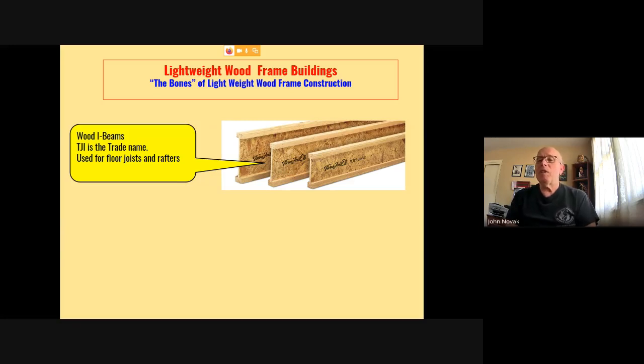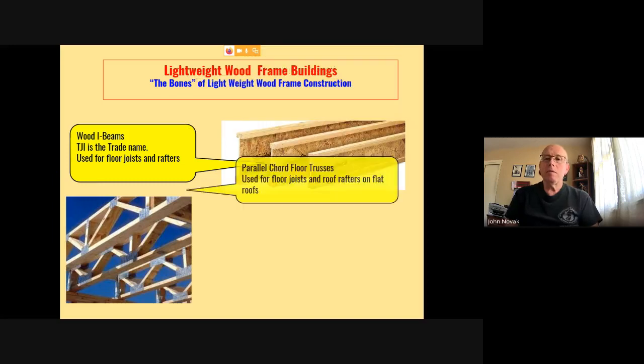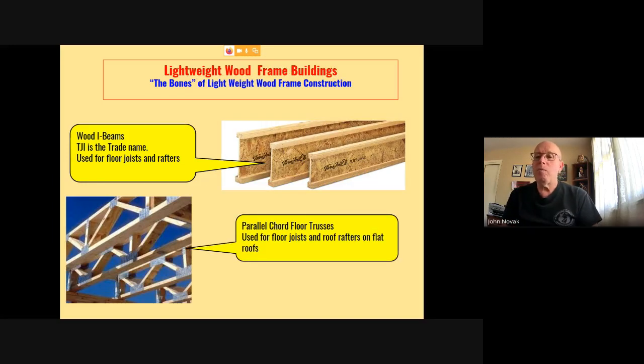Some of the big elements in lightweight wood frame construction are wood I-beams, commonly referred to as TJIs. This is a trade name, and they're used for floor joists and rafters. We also have parallel chord trusses used for floor joists and rafters on flat roofs. They're also found commonly as floor joists in wood frame buildings, and you're also going to find them in Type 3 ordinary construction.